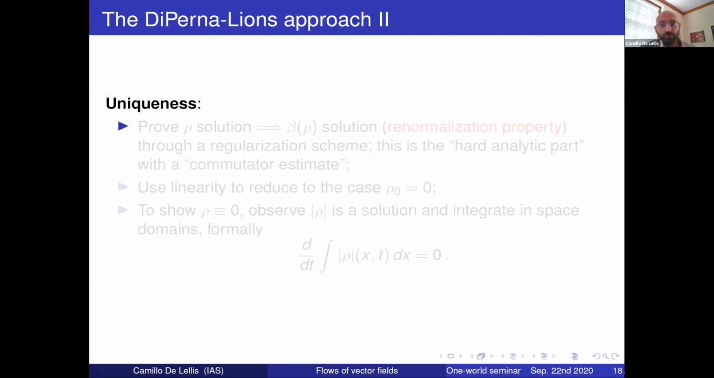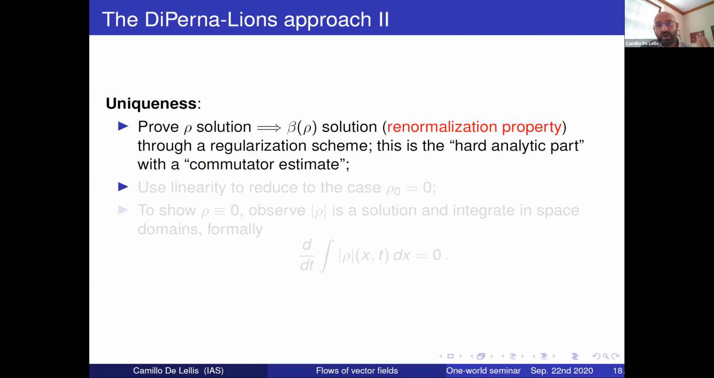Okay, now uniqueness is much trickier. Of course, if you have the maximum principle and you know that you started with a solution which was equal to 0, or with a solution which was positive, then the solution stays positive or stays equal to 0. Now, in general, if you have a solution which is defined weakly, there's no reason why you should believe that you have the maximum principle.